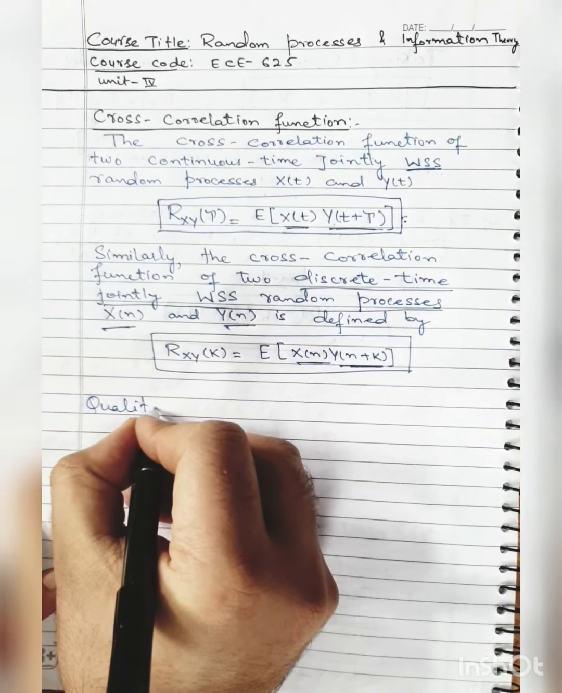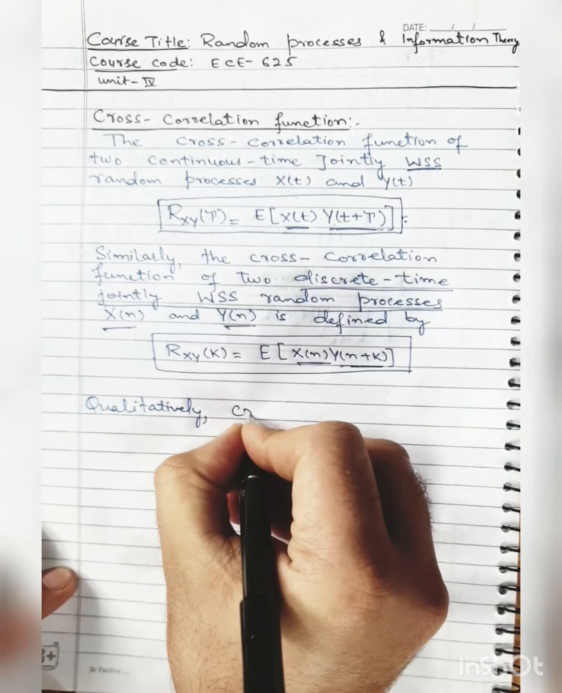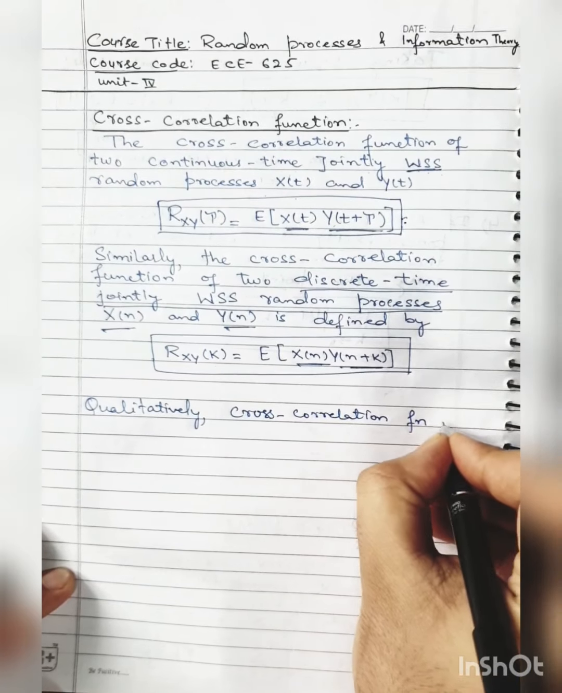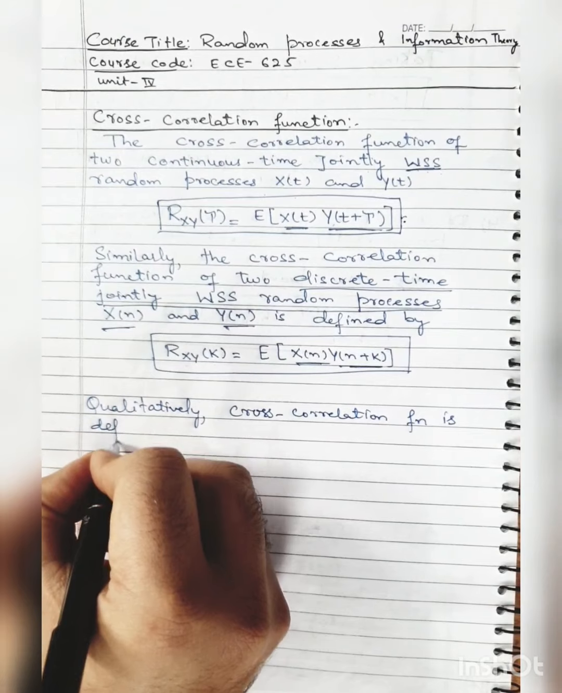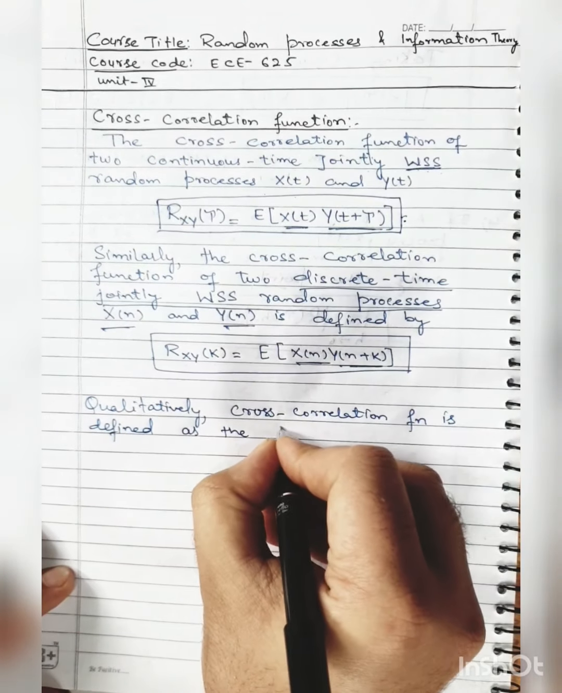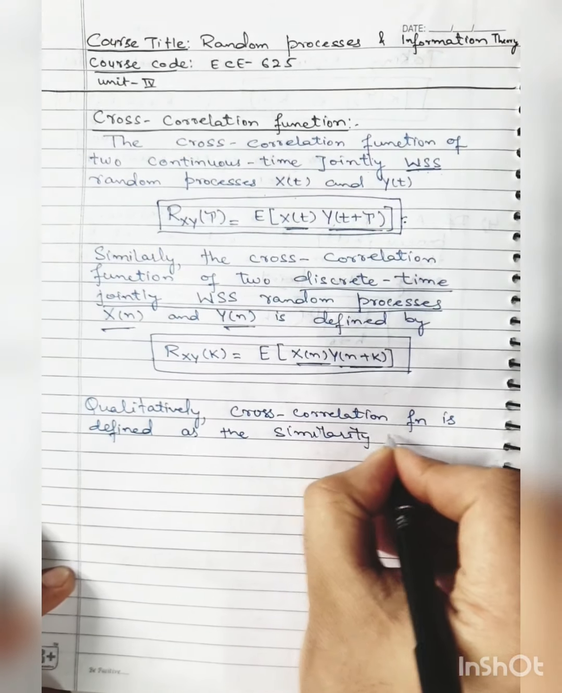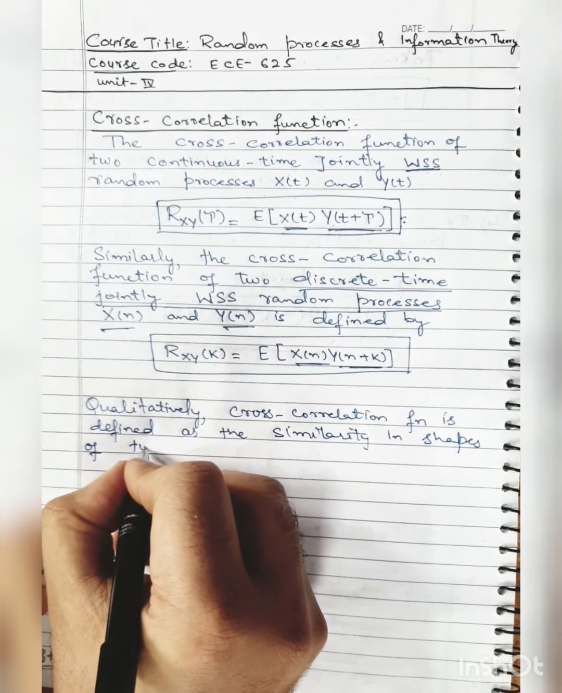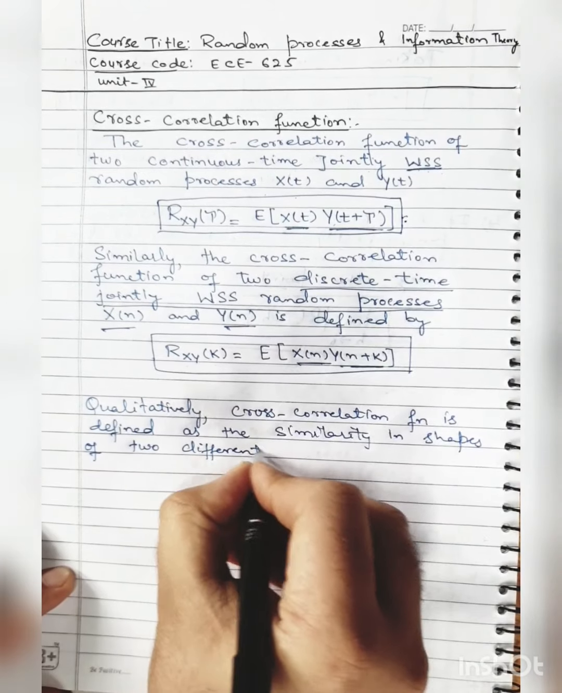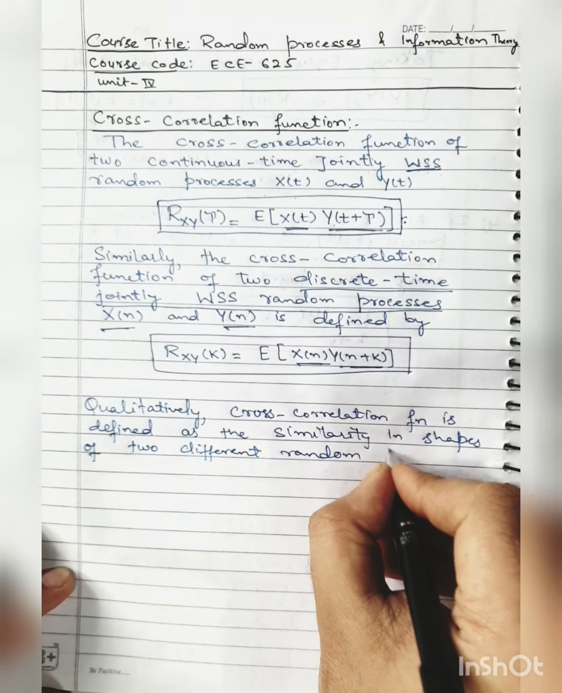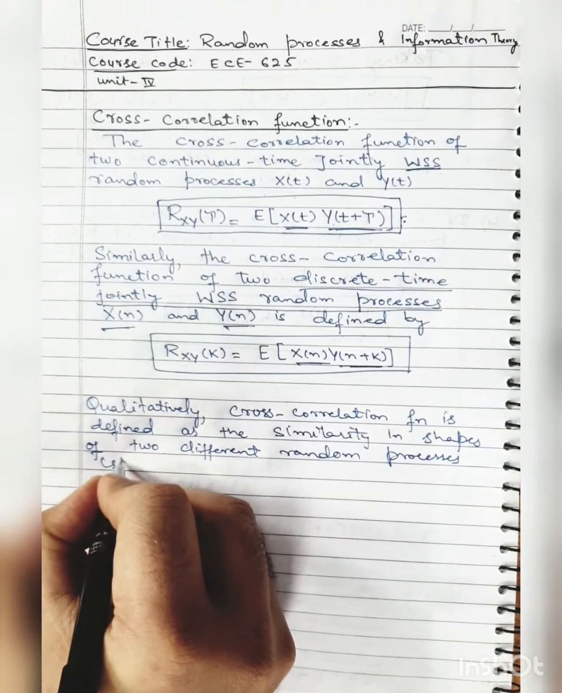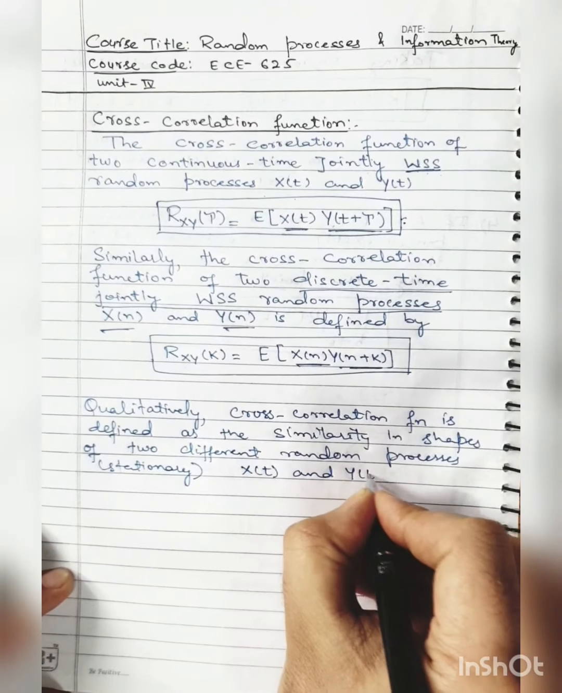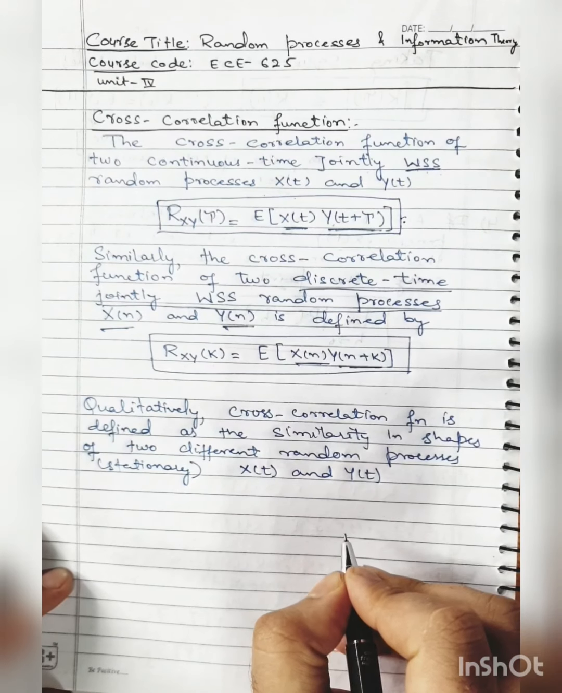Qualitatively, the cross correlation function, that means its significance, is defined as the similarity in shapes of two different random processes, obviously stationary random processes, x of t in the continuous case and y of t, where one of the two should be a delayed or advanced function.